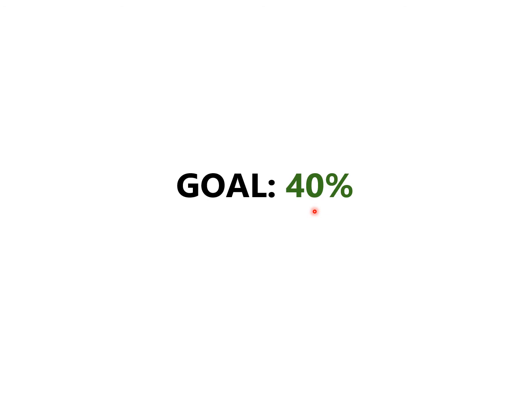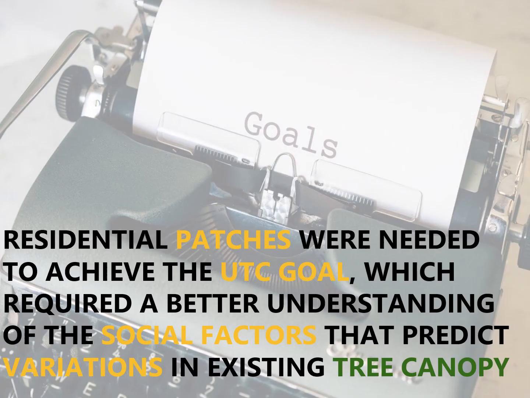Trees, for one, you plant a tree, it's only a fraction of the size it's going to be, but it takes a long time to get there, and it's difficult to plant that many trees. And so really that's what we're going to talk about here: how do you get to this goal of 40%, or how did the city of Baltimore decide to get to this goal of 40%?